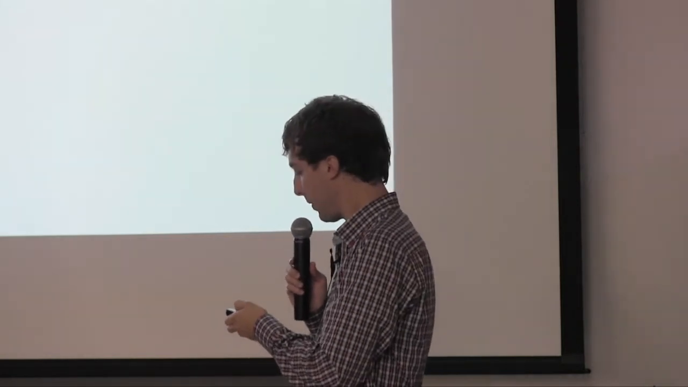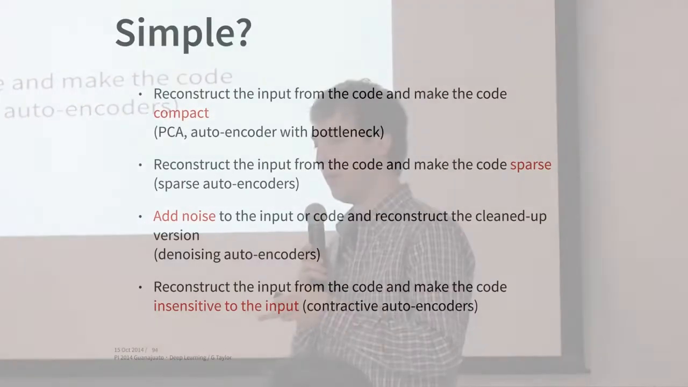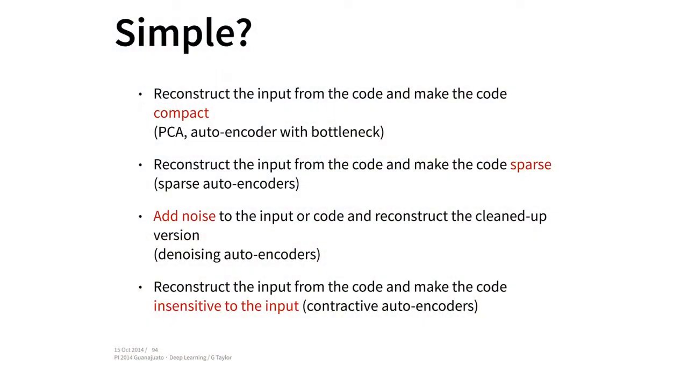before mapping it to the code layer. If you corrupt the input with some noise, you can't copy it, right? Because if you just copied it, you would be copying back the corrupted thing, so you wouldn't get a good reconstruction. So that's called a denoising autoencoder. We corrupt the data, we map it to some code layer, and then we map it back and try to reconstruct it perfectly.